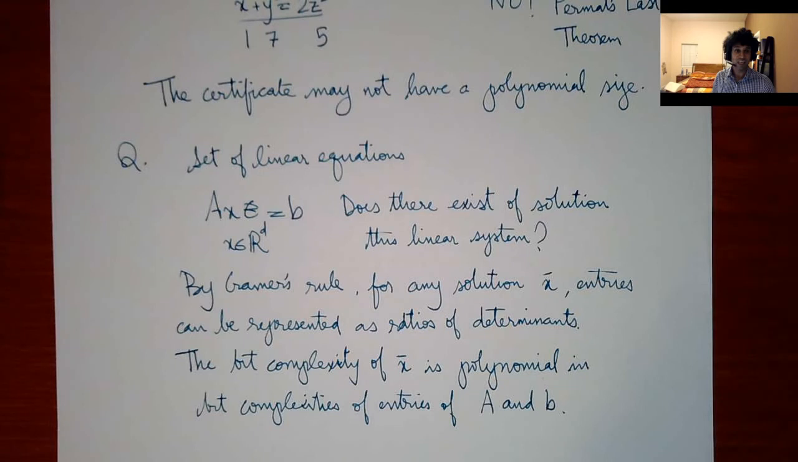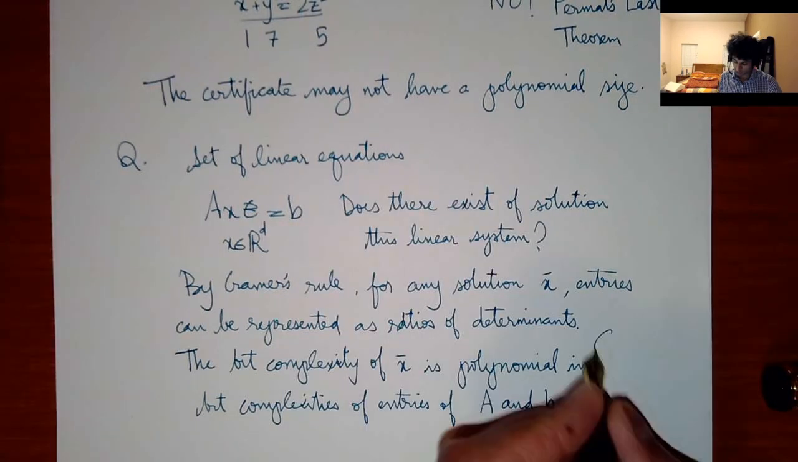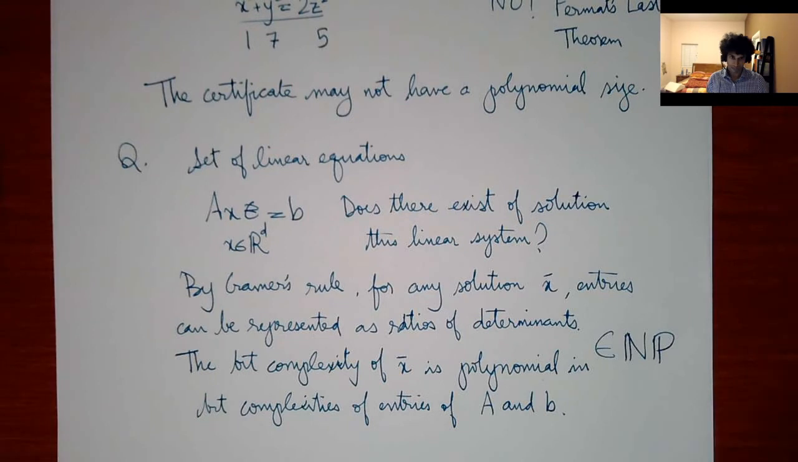Indeed, it's not just in NP. This is in P. Solving a bunch of linear systems, you can do Gaussian elimination. So this problem is actually in P, but this is in NP, just to give you the argument that this is in NP. This is also in P using Gaussian elimination.